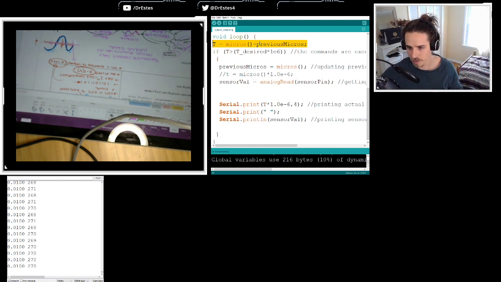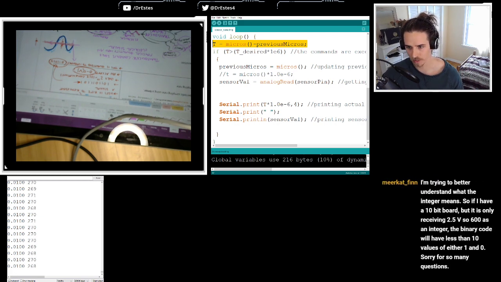Is there a way to change the range on the Arduino to 0 to 3 volts? That might be possible. I'm not that advanced with Arduino to know the answer to that question.